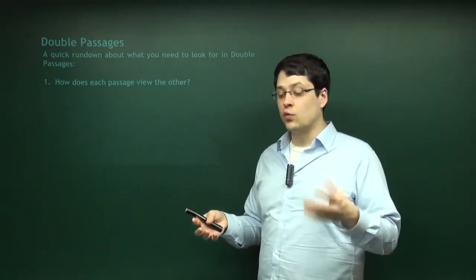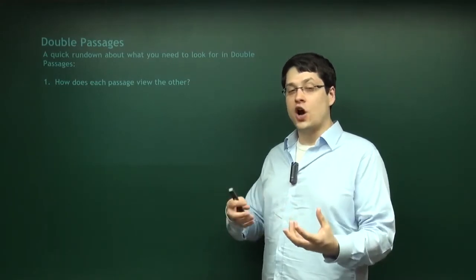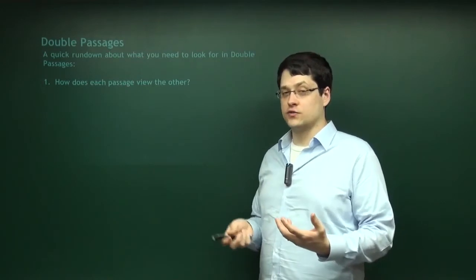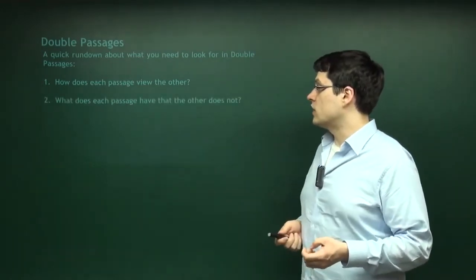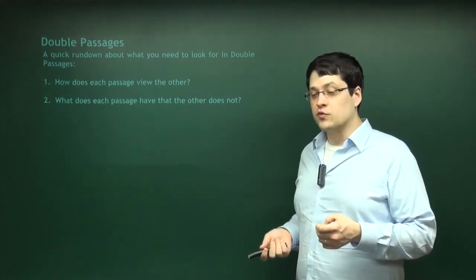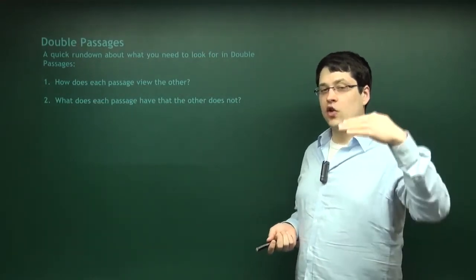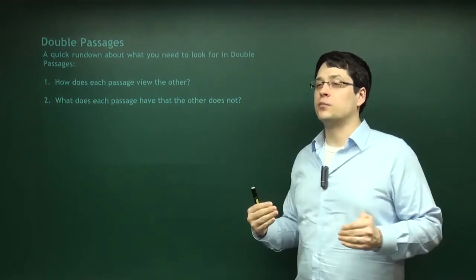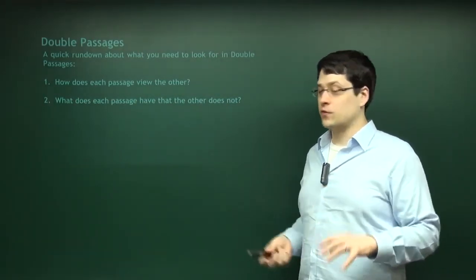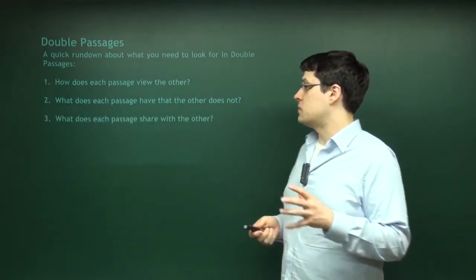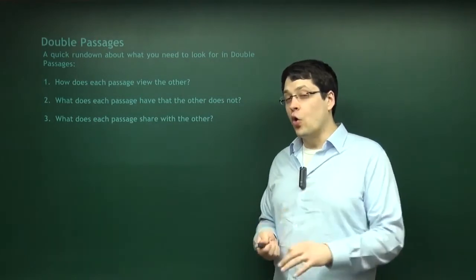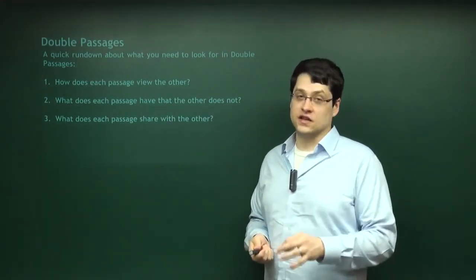And you want to see how passage 1's author would view passage 2's author's point of view. Second, you want to talk about what each passage has that the other one doesn't. So if passage 1 has a big long history of the topic and passage 2 has a personal anecdote, you want to note that. What do they do that's different from each other? And in the same vein, what does each passage do that's the same as the other passage? Because they always ask questions about these things.